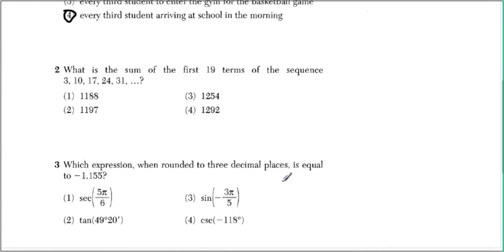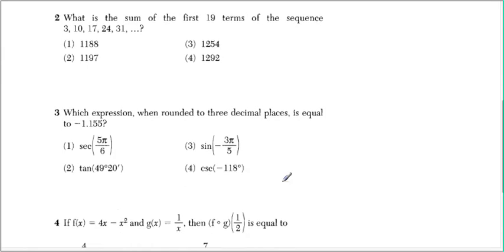What is the sum of the first 19 terms in the sequence? Okay, so for that, we need a formula, and you're going to need S sub n. So where are we? Here we go. S sub n is equal to n over 2 times 2a plus n minus 1 times d.